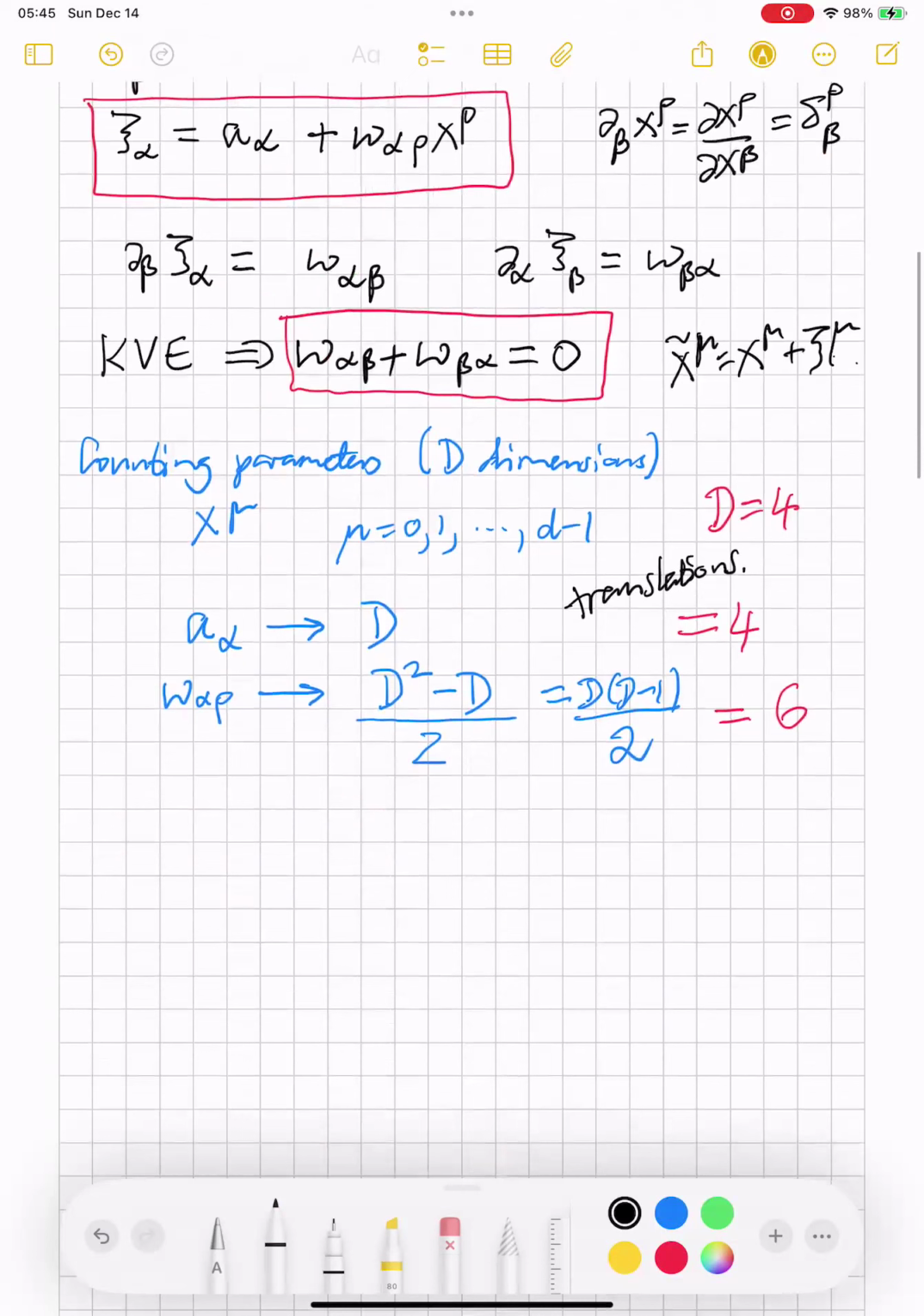So that works perfectly. And then these 6 parameters here, the 6 should remind you of 3 rotations and 3 boosts. So these are the Lorentz transformations. 3 rotations and 3 boosts. So by solving the Killing vector equation for the isometries of Minkowski space, we've recovered the Poincare group, translations, and Lorentz rotations. Okay, we'll continue in a moment.